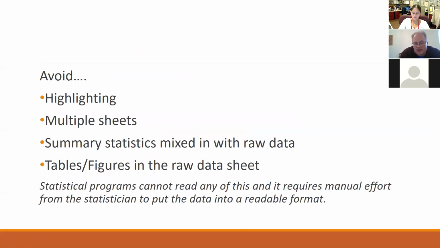If you're sending them a research data file, you want to avoid things like highlighting, multiple sheets, and summary statistics mixed in with the raw data. Sometimes people will send a file with data from a research study, but they'll also include graphs and things they've done on their own, right in the middle of the data. You typically wouldn't do that, because most of the programs that a statistician works with can't read that type of data. It has to be formatted in a very certain way.